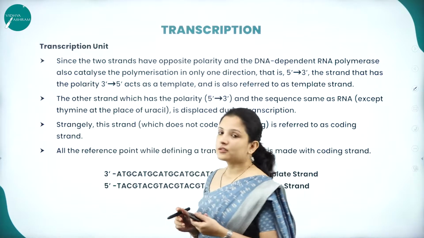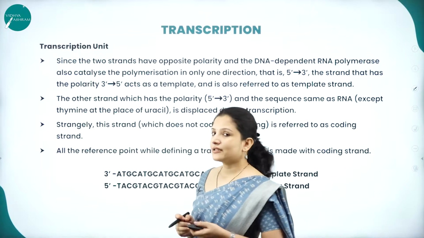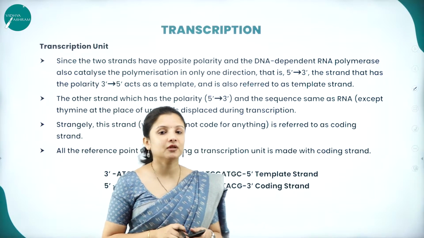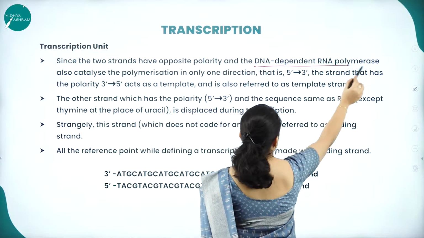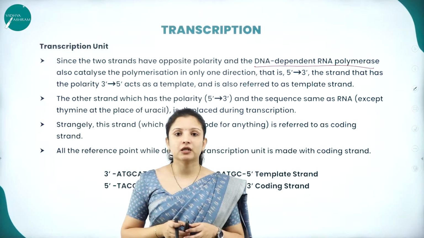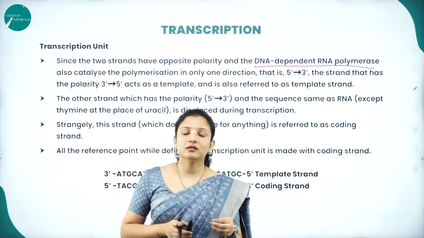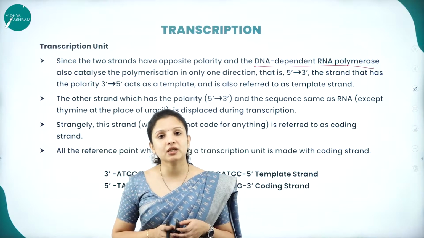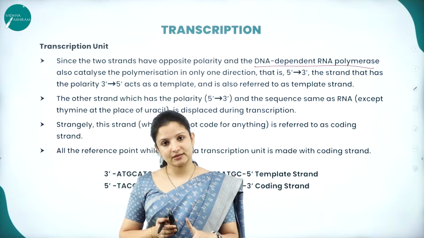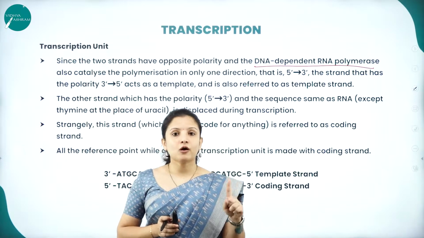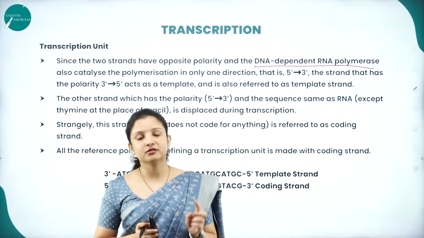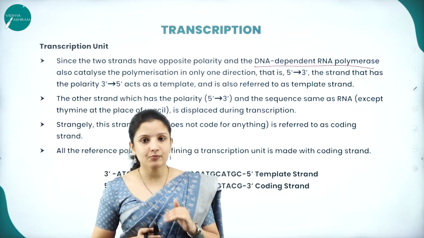So moving on to the transcription unit, since the two strands have opposite polarity, and the DNA dependent RNA polymerase enzyme. Now you need to remember this enzyme, which is the DNA dependent RNA polymerase enzyme. If you remember, in the session wherein we dealt with replication, we learnt about an enzyme which was the DNA dependent DNA polymerase enzyme. Why was it called that? Because depending on one of the strands of the DNA, another DNA strand was getting formed there. So that is why it is a DNA dependent DNA polymerase enzyme.